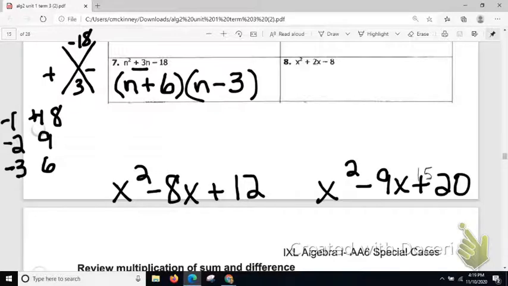So similar situation on number 8, 2 sets of parentheses. I see that 8 at the end is negative, so I know there's one of each sign. What multiplies to be 8, and if I subtract, I get 2? So the only things that multiply to be 8 are 1 and 8 and 2 and 4.